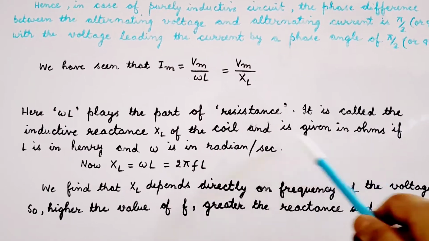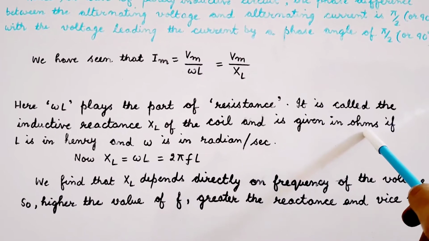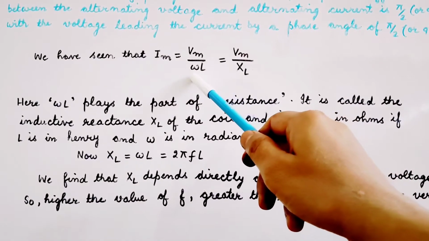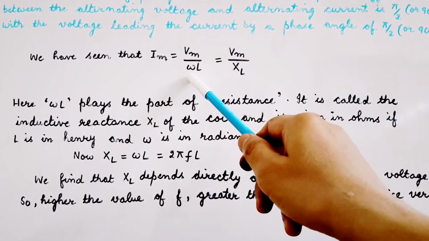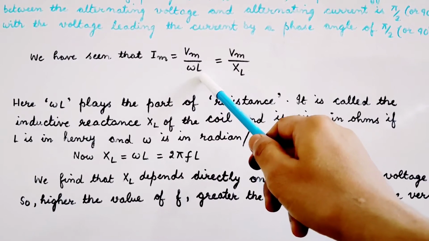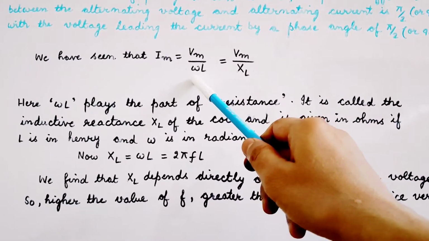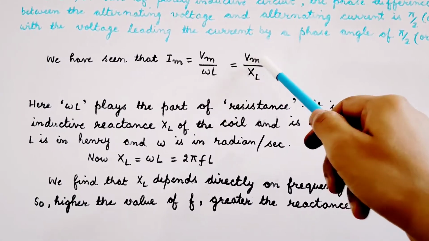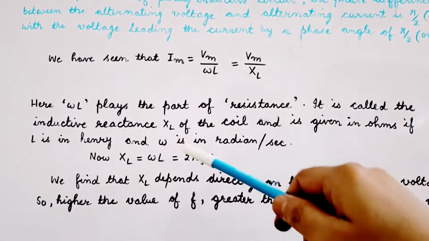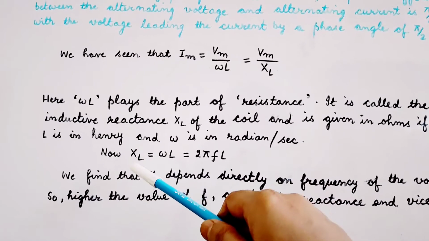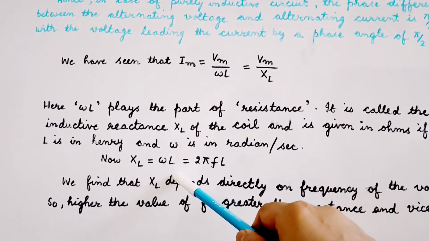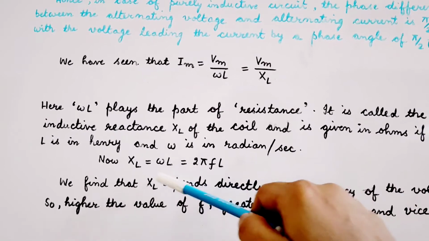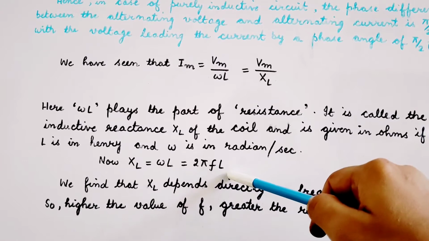The unit of the inductive reactance is ohms, where the value of L is in Henry and the value of omega is in radians per second. So Henry into radian per second is ohms. So the unit of XL is ohms, and volt upon ohm is ampere. Now we can write XL is equal to omega into L, and omega is 2 pi f, so XL is equal to 2 pi f into L.